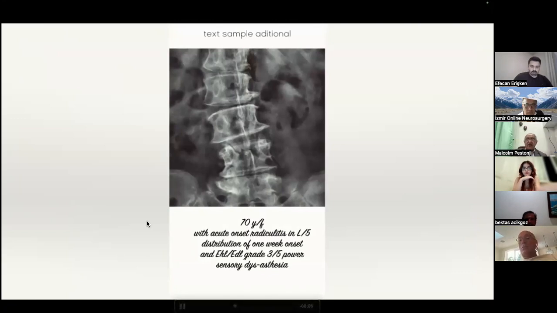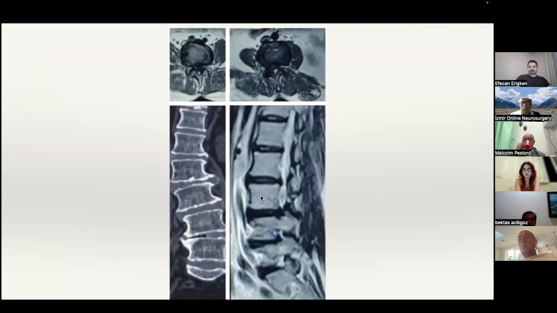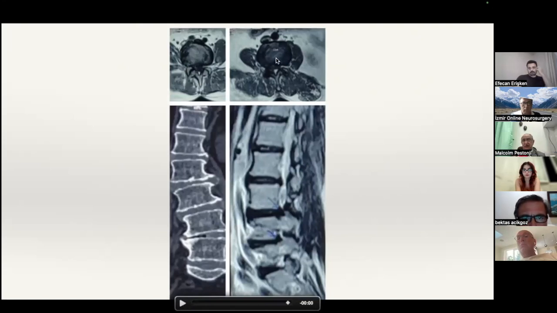A 70-year-old patient with acute radiculitis in the L4, L5 distribution, one week onset, EHL, EDL grade 3 by 5 power, and sensory dysesthesia. See where this is reaching, and now see the next slide. Here you have a chronic, hard calcified foraminal disc. And here you have a soft herniated foraminal disc. So L3-4 is a soft herniated disc, L4-5 is old.